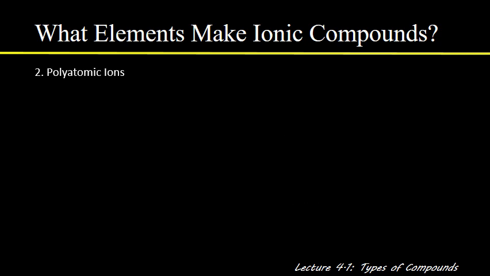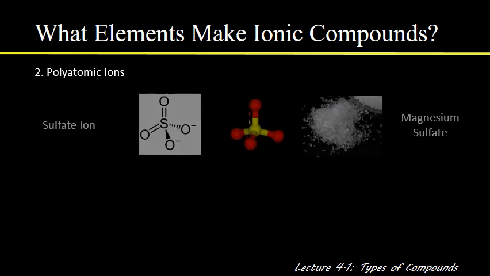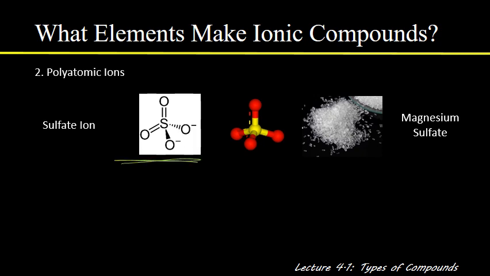All right. So you can form an ionic compound where you have a polyatomic ion substituting for the anion here. So you could have a sulfate, which is a negatively charged ion. You could have that substituting for the nonmetal, like the chloride or the bromide or the oxide or something like that. You have a metal for the cation and a polyatomic anion for the anion.